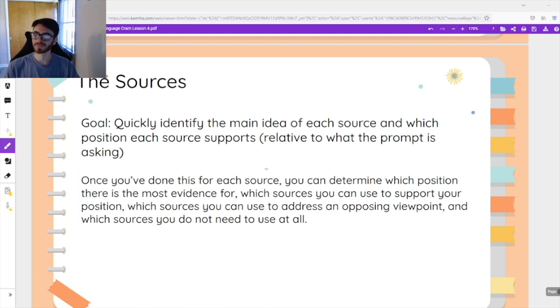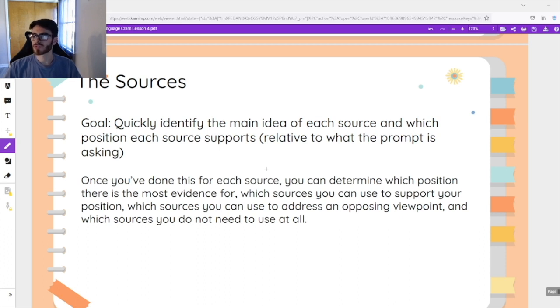Most of the time, this is not all of the time. Most of the time, you will get 6 sources. Sometimes you'll have 7. Most of the time, you'll have 6 sources. And most of the time, 3 of them will support one position, 3 of them will support another position. And in that case, right, you do have a little bit of leeway on which position you choose. Both of them are possible.